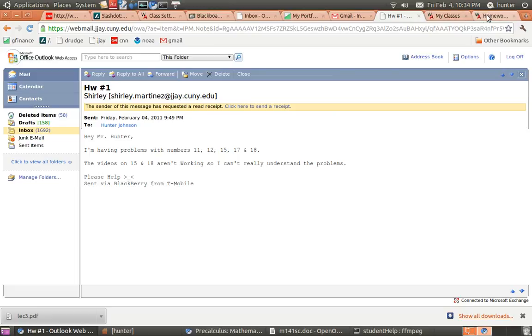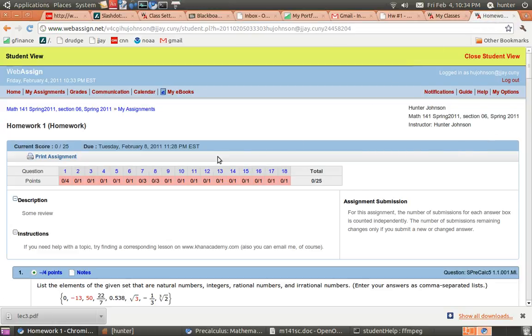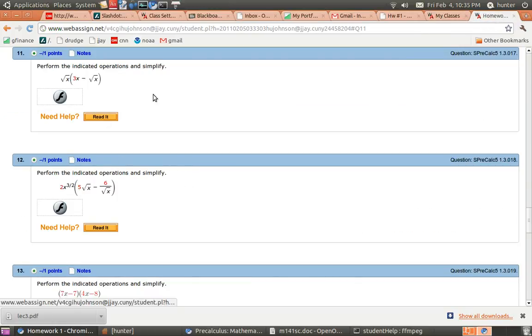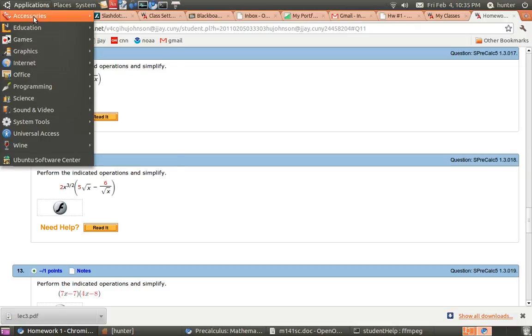So you're having problems on number 11 and 12. So let's just look at number 11 and 12 really quick. So here's number 11. It says perform the indicated operations and simplify. Alright, so you have to distribute that radical x here into that expression.